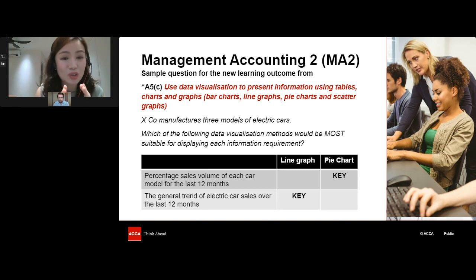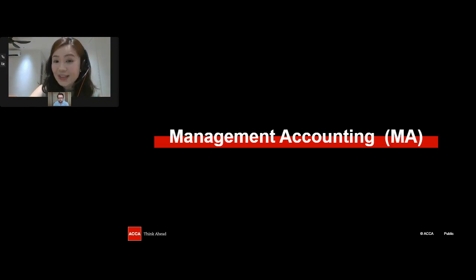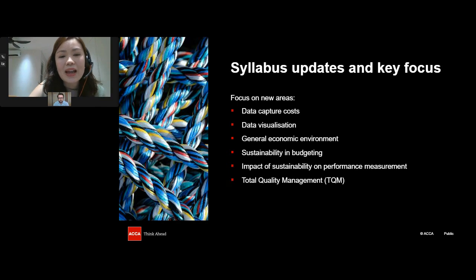It's quite straightforward. Now, what about looking at MA, the management accounting? Let's have a look at this. As everyone is aware, the study of management accounting will eventually help you gain a better understanding when studying your Performance Management (PM) paper in the future.